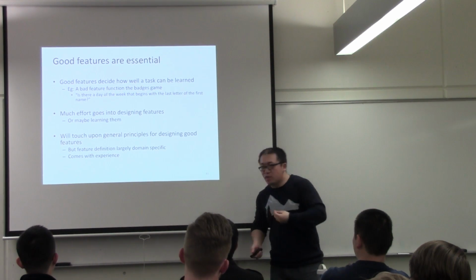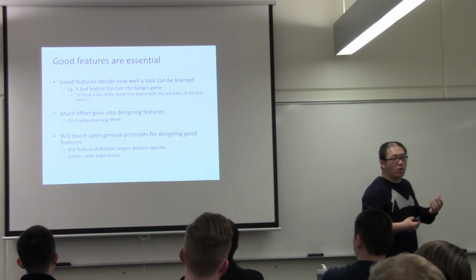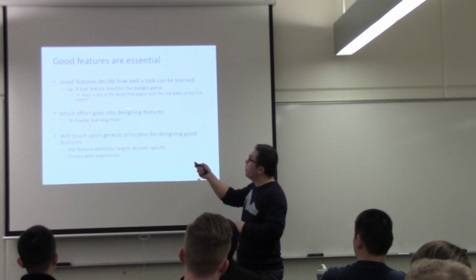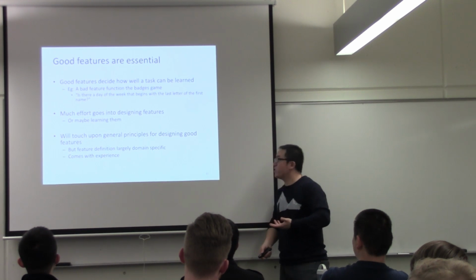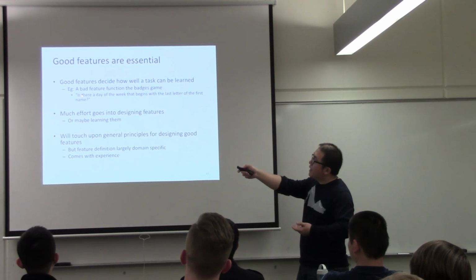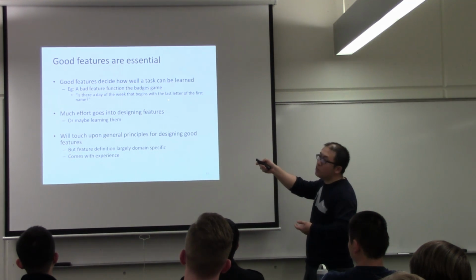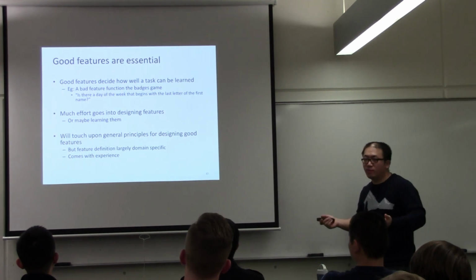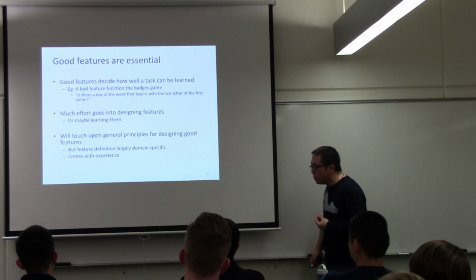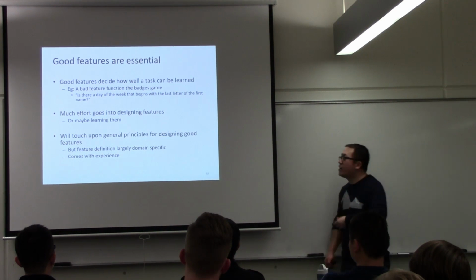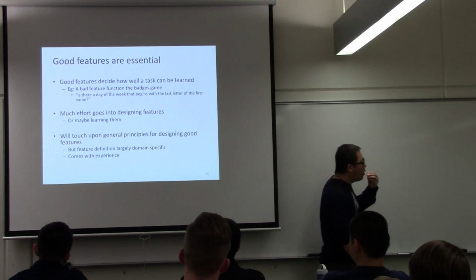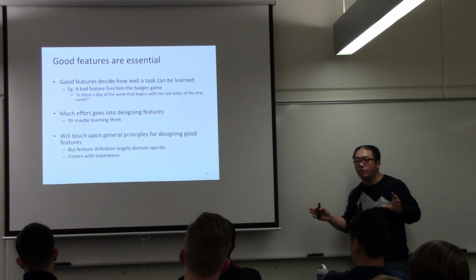If your features are bad or meaningless, they could be useless or even harmful for your learning algorithm. For example, here I give a bad feature function for our badge scheme. This feature function asks: is there a day of the week that begins with the last letter of the first name? Sounds absurd, right? In practical applications, we have to put much effort into designing features, and this step is usually referred to as feature engineering.